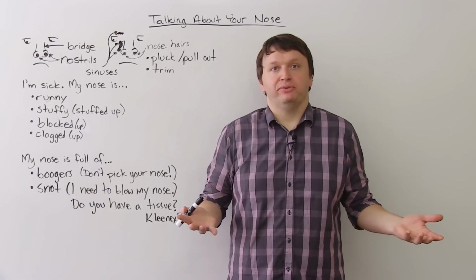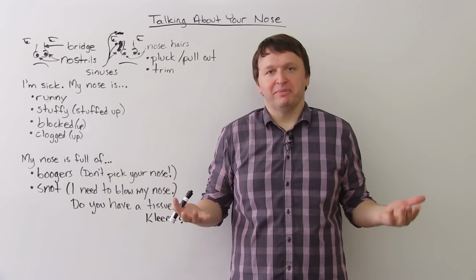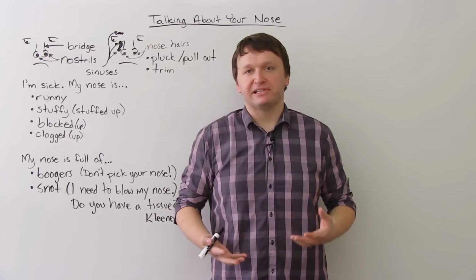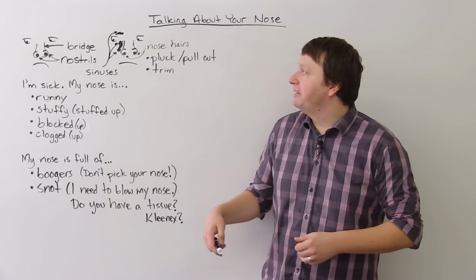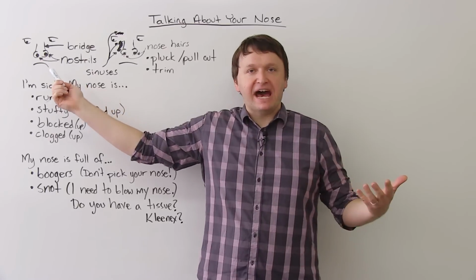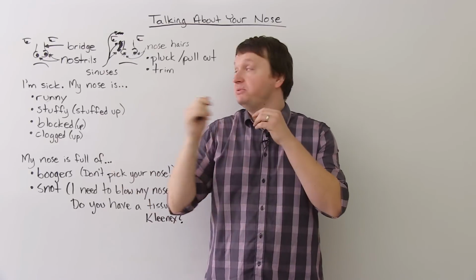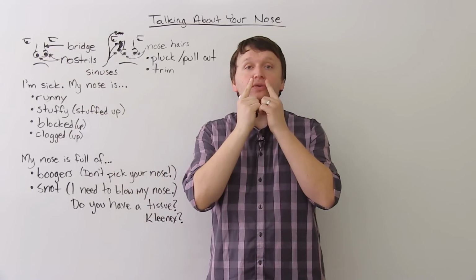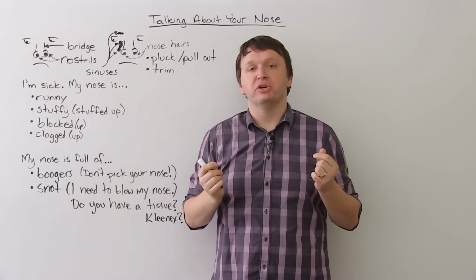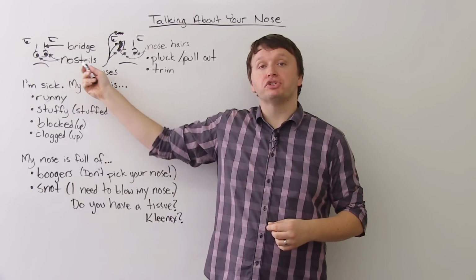So we all have noses, and how do you talk about them in English? That's basically what this lesson is about. So here we'll start with the basic anatomy of the nose. Here's a picture of a nose, and you see these arrows point at the two holes. So the holes in your nose are called your nostrils.